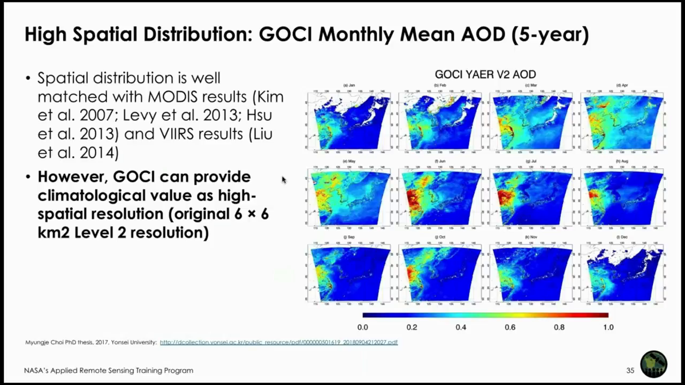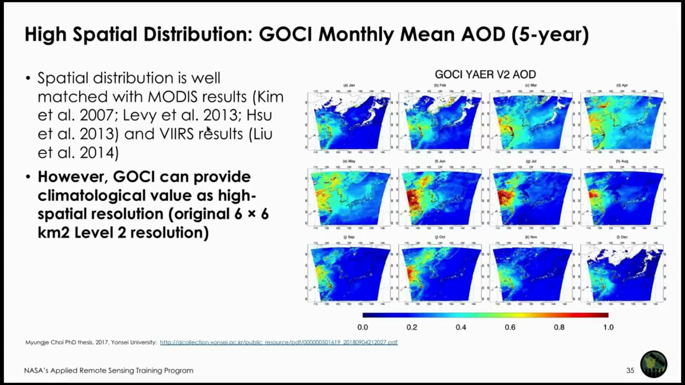Not only for air quality studies, this geostationary satellite can provide very high spatial resolution aerosol distribution over East Asia due to the many observation samples during the daytime and the fixed observation area. It means that the same pixels are measured continuously from the geostationary satellite measurement. This mean AOD distribution is generated by using the GOCI AOD, and this spatial distribution is very well matched with the MODIS and VIIRS recent result here.